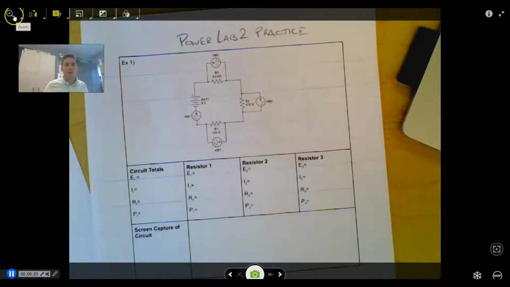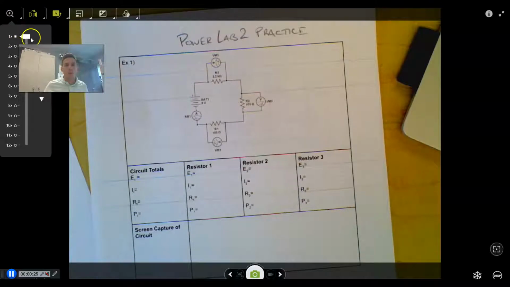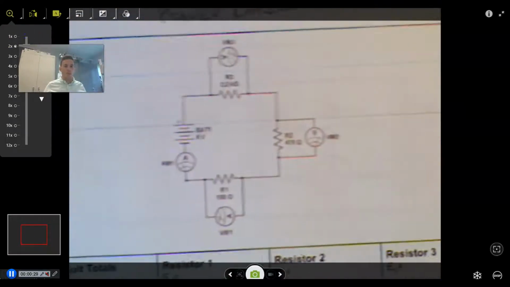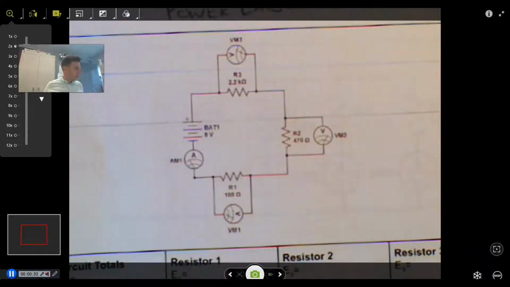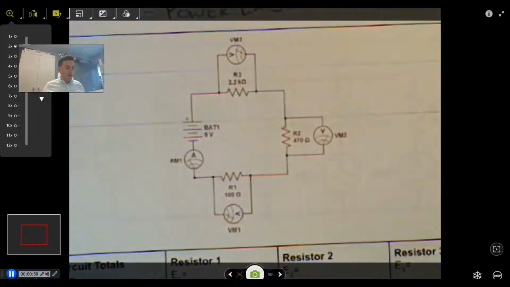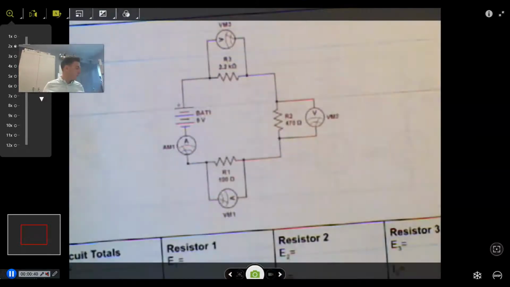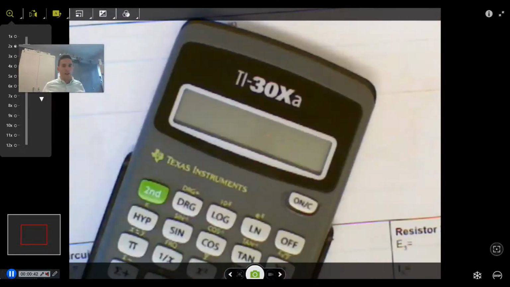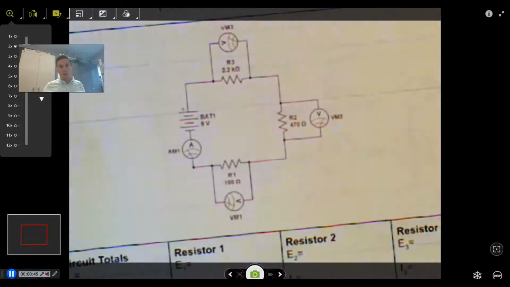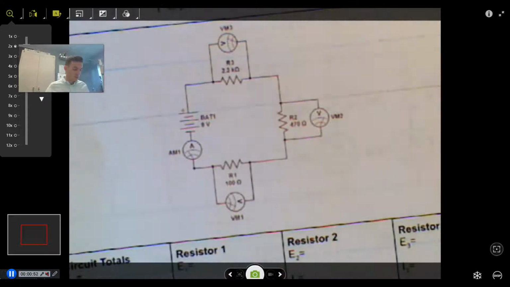So here we are. We have our problem, right? I'm going to be doing this on paper. You're going to be doing this on the computer. But let's talk about a couple things that I have out right now. First thing I have out is my metric prefix sheet. The second thing is some white scratch paper. The third thing is my calculator. And of course, we're going to need TinkerCAD for this as well. So I have my computer out, obviously.